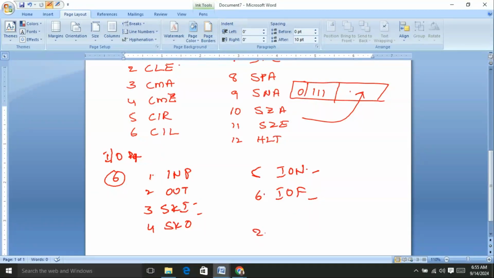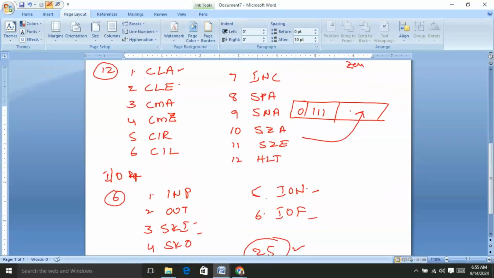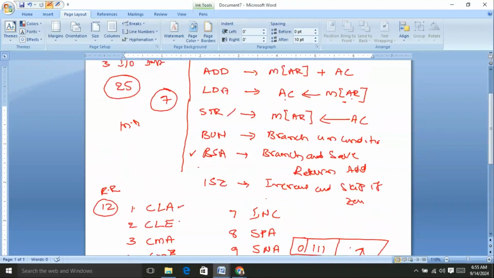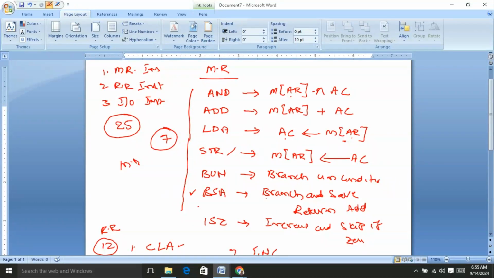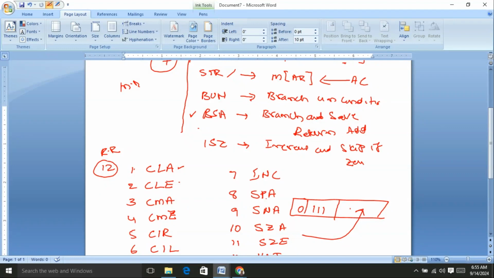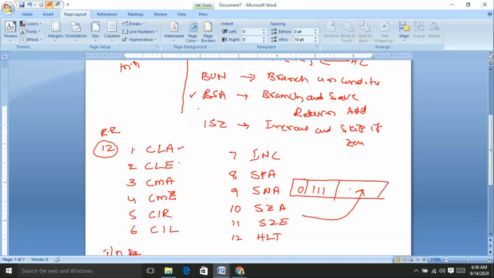So the total of 25 instructions are required to perform any operation by the basic computer. Dear friends, remember carefully, these 25 instructions are very important. 7 memory reference instructions: AND, ADD, LDA, STA, BUN, BSA, ISZ, and 12 register reference instructions: CLA, CLE, CMA, CME, CIR, CIL, INC, SPA, SNA, SZA, SZE, and HLT.